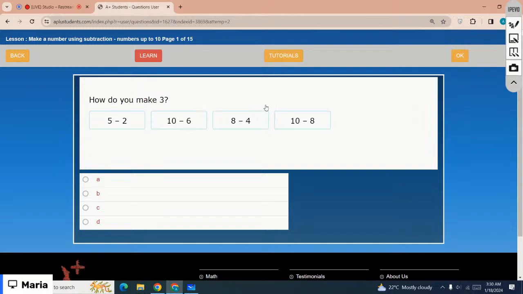Which is the correct option that makes 3? 5 take away 2 equals 3. The correct option is 5 take away 2. Option number A is the correct option. That's the way to make 3. Got it?